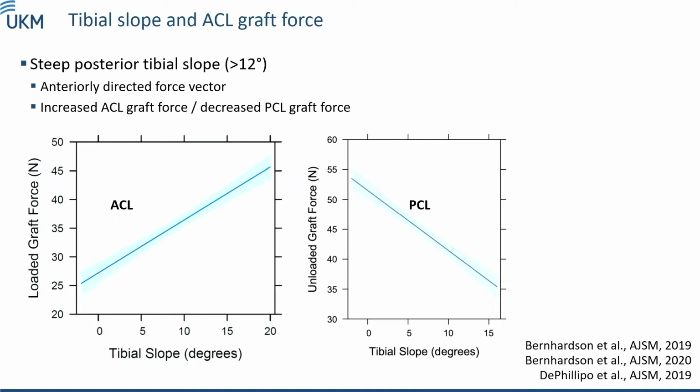Biomechanically, it has been shown that a steep posterior tibial slope above 12 degrees is associated with an anteriorly directed force vector and especially an increased ACL graft force. And when looking at the graphs below, you can see the almost linear relationship between the posterior tibial slope and the graft force on the ACL. When having a steep posterior tibial slope, this could reduce the graft force within the PCL.